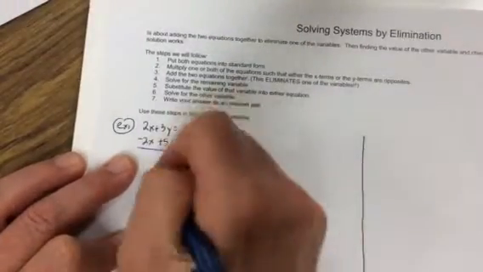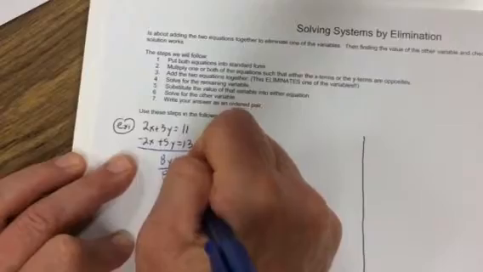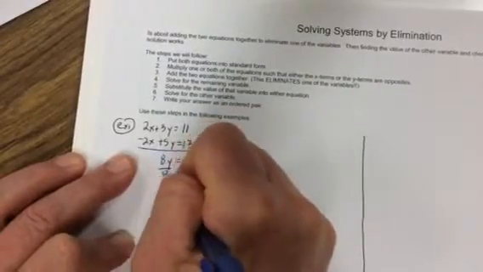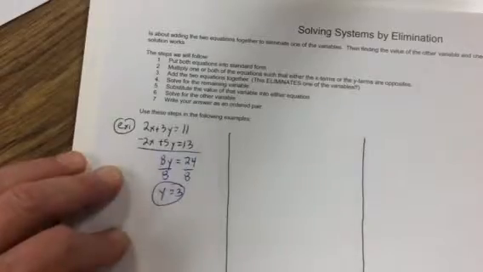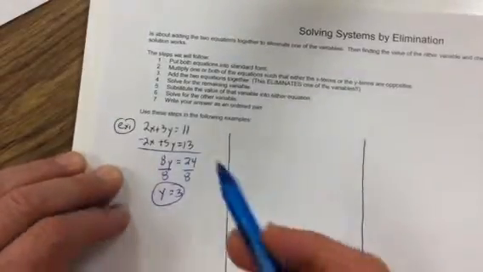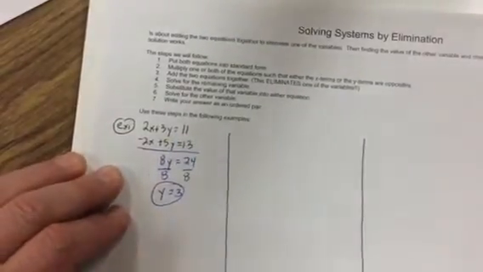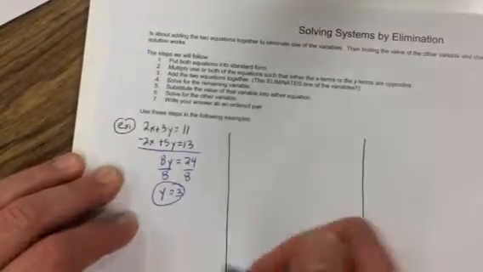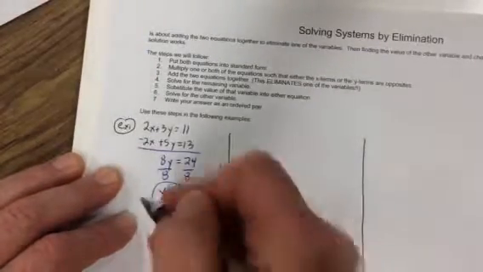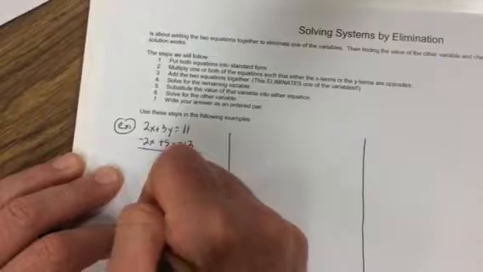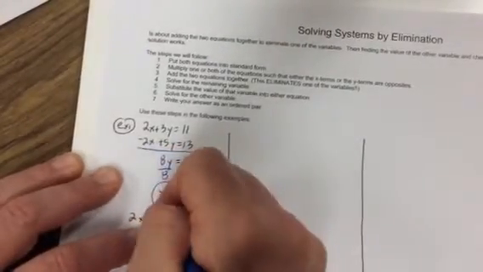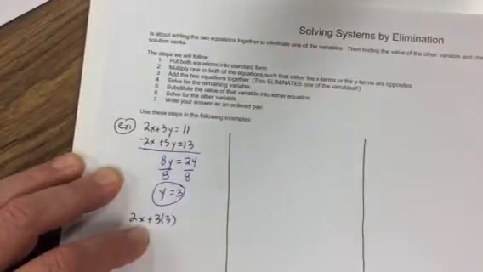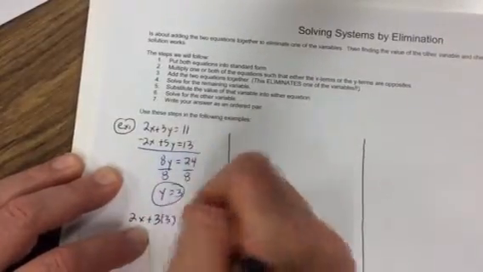Now we're going to solve for the remaining variable. So we're going to divide both sides by 8, and we get y equals 3. At this point, it's just like what we did with substitution. So we're going to plug it into either equation. Whichever one looks easiest is the one that you should choose. So I'm going to go ahead and pick the top one. So it's going to be 2x plus 3 times, what does y equal? 3. And this is going to equal 11.